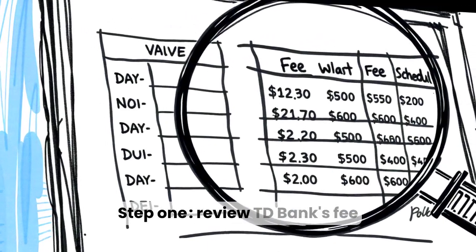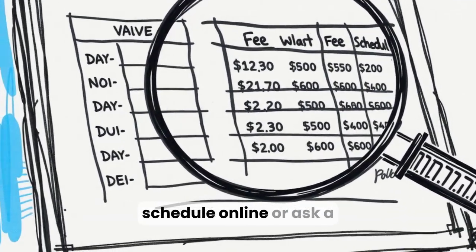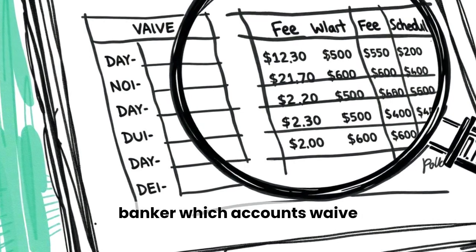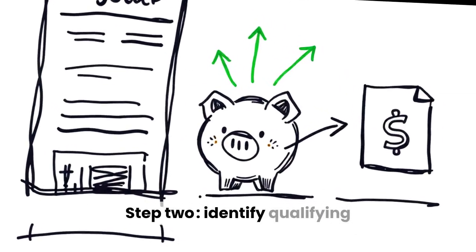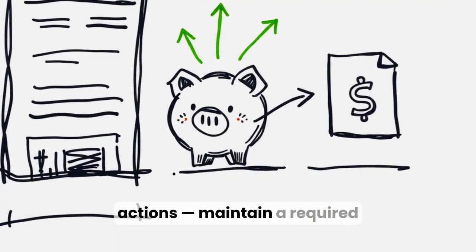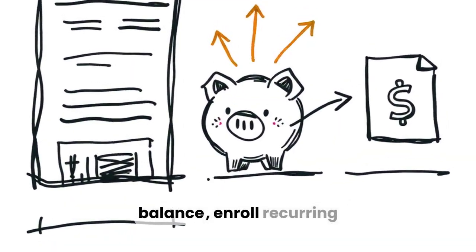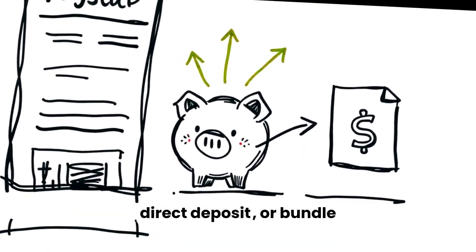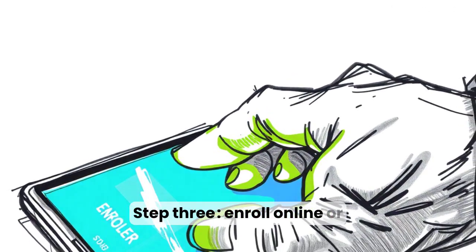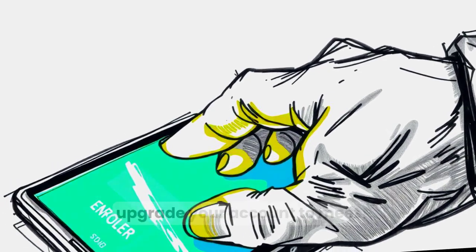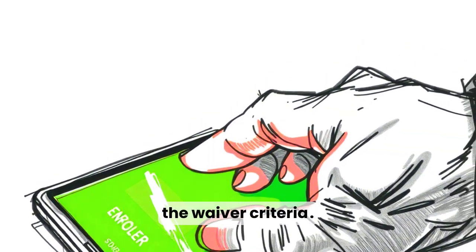Step 1. Review TD Bank's fee schedule online or ask a banker which accounts waive check and domestic wire fees. Step 2. Identify qualifying actions. Maintain a required balance. Enroll recurring direct deposit or bundle eligible accounts. Step 3. Enroll online or ask the banker to switch or upgrade your account to meet the waiver criteria.